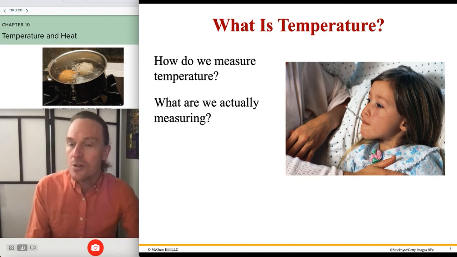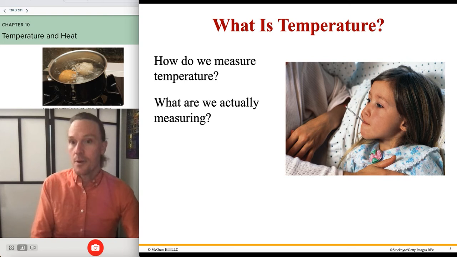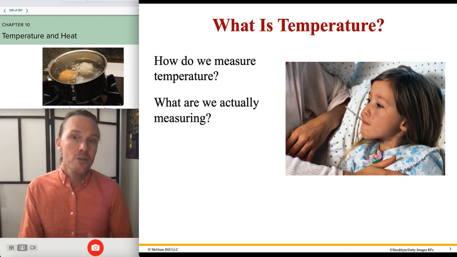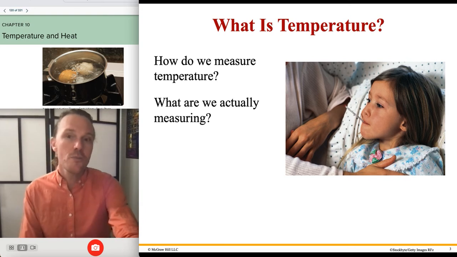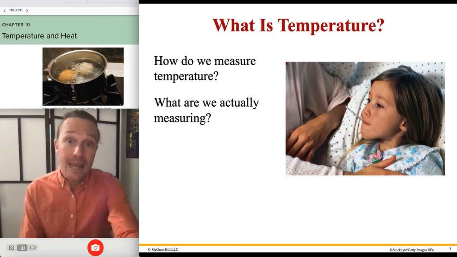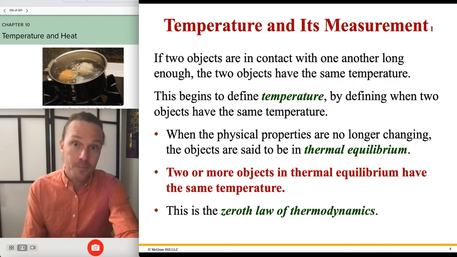So what is the base unit of temperature? It's not going to be Fahrenheit. Fahrenheit is a measurement of temperature. It's going to be Kelvin. Kelvin is going to be the new base unit. It's the way we measure temperature.